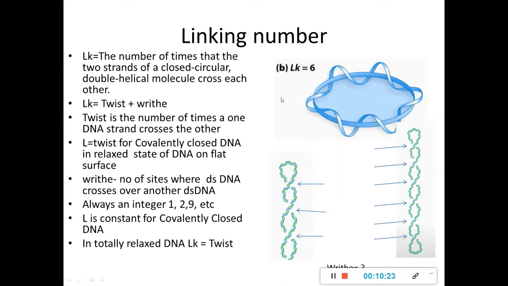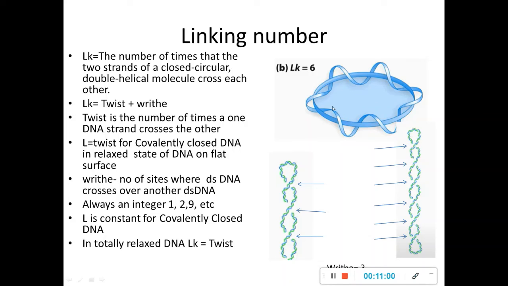Of course, when you look into this particular figure, the covalently closed DNA, the number of times that it crosses over each other is just the same. So in such a state, the Lk, or the linking number, is equivalent to the twist. Now what is the writhe? This twist and writhe together contribute to the linking number. Writhe is nothing but the number of sites where a double-stranded DNA crosses over another double-stranded DNA.